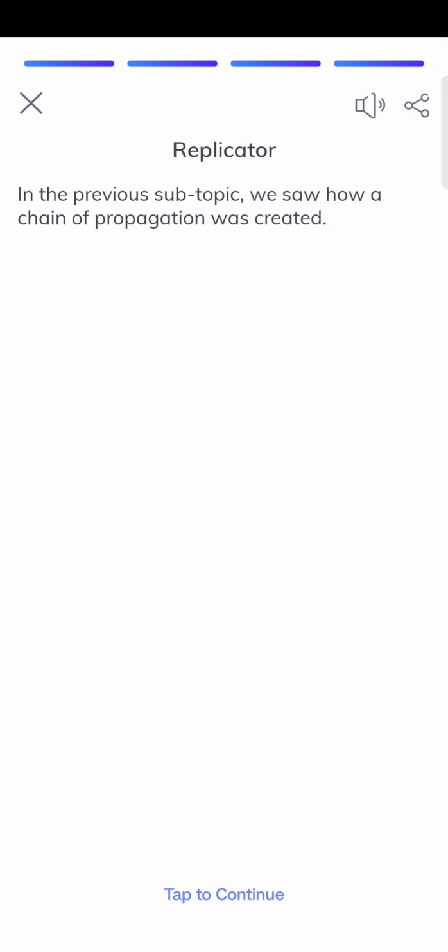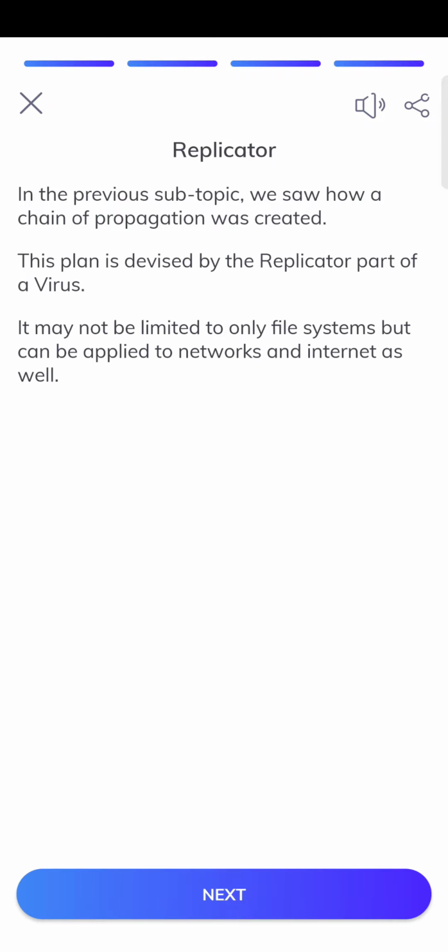In the previous subtopic, we saw how a chain of propagation was created. This plan is devised by the replicator part of a virus. It may not be limited to.